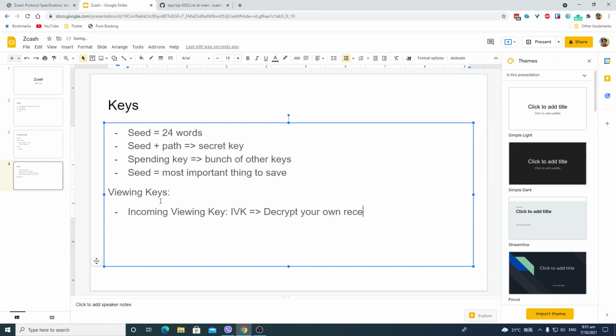Then you have the outgoing viewing key, OVK, and that lets you decrypt your own sent notes. Unless you send notes to yourself, it's not going to be the same stuff. You are sending notes to other people, so you will be able to decrypt your outgoing transactions. And with the OVK and the IVK, you can decrypt the stuff that's coming to you.